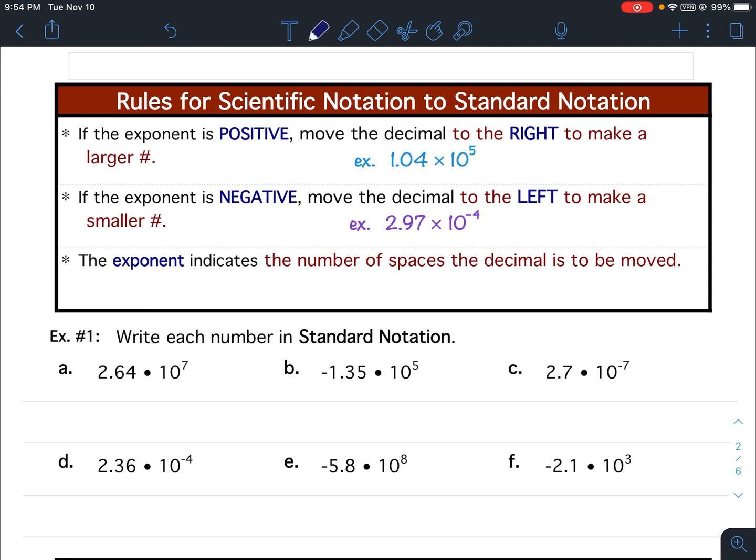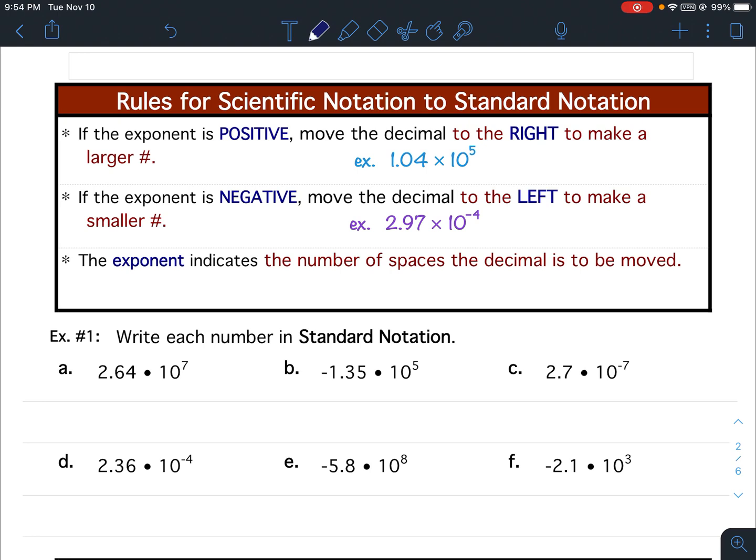to the standard form. If the exponent is positive, move the decimal to the right to make a larger number. If the exponent is negative, you move the decimal to the left to make a smaller number. The exponent indicates the number of spaces the decimal is to be moved.